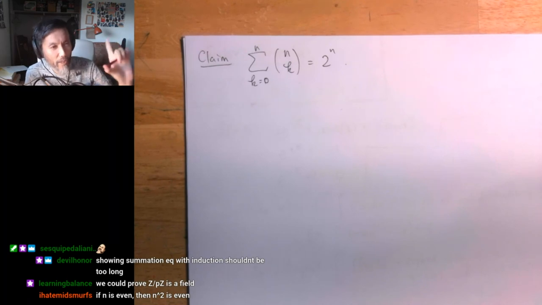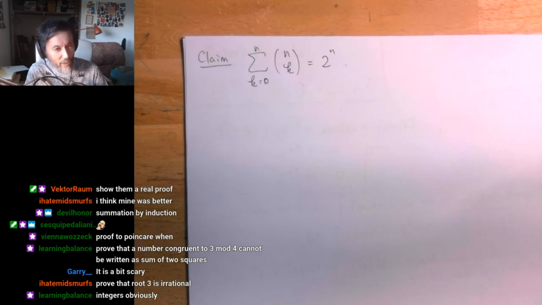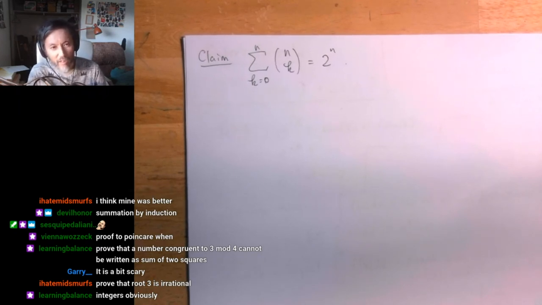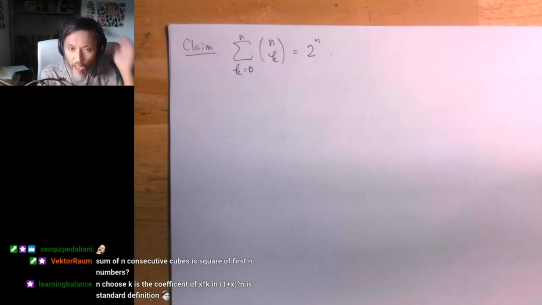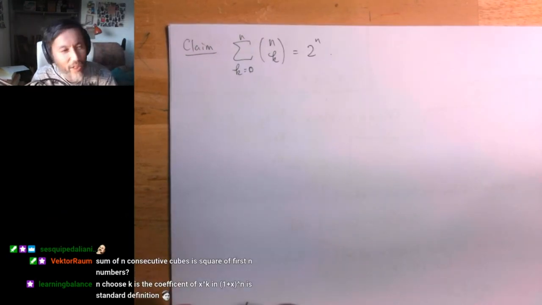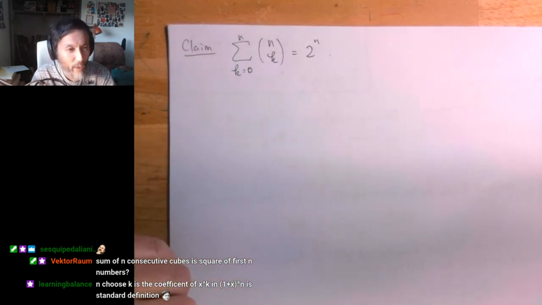I mean, forget about it. So what do you think? Should we prove this? Square root of 3 is irrational. Sesquipedalianistic will hurt me, though, if I do that, so I can't do that one. Oh, yeah. 1 plus 1 to the n. That's right. Oh, that's an even better way, if you know the binomial theorem. That also feels like cheating.